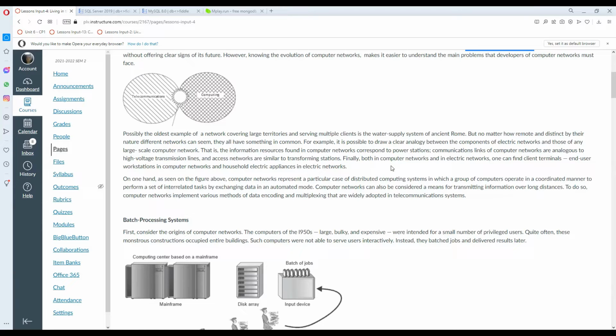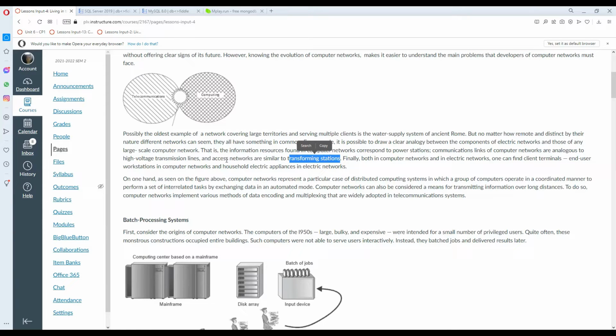So as you can see, almost all networks are the same, no matter how far in between they seem to be. Like for example, computer and electric networks, they have terminals, client terminals. They have links or communication links such as power lines, routers, and then in the form of electric networks, it is through transformers or transforming stations.